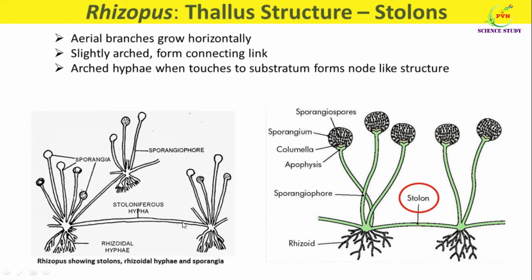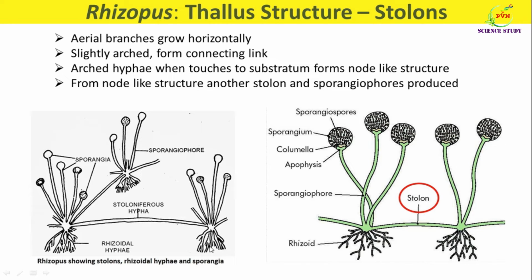When the stolons touch the substratum, they form a node-like structure. From this node-like structure, another stolon and sporangiophores are produced. At the upper region and at the lower region, rhizoidal hyphae are produced. So this was all about stolon.